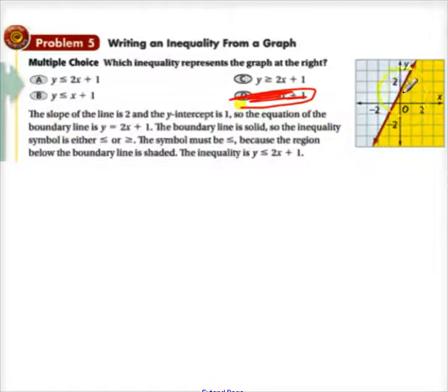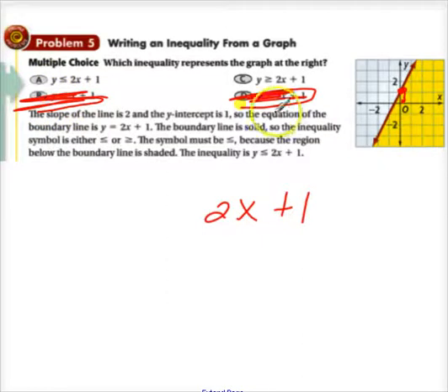All right, I'm going to look at the y-intercept of this line. Looks like it's at 1. And all three of these graphs have an intercept of 1. What's my slope? Looks like I go up 2, over 1. 2x plus 1. B does not agree with what I've found. So it's between A and C, and the difference is the inequality symbol and which way I need to shade.